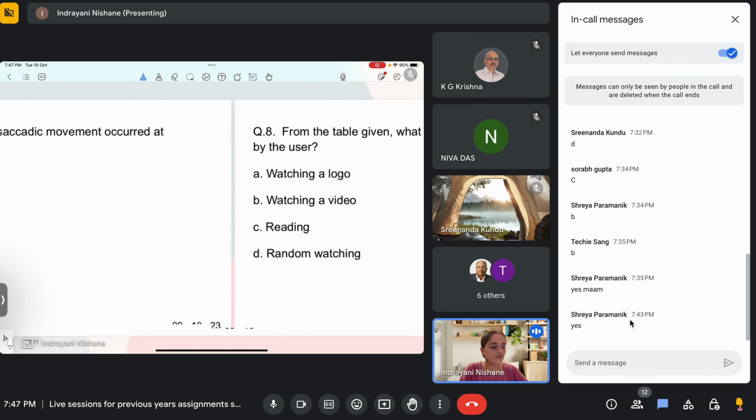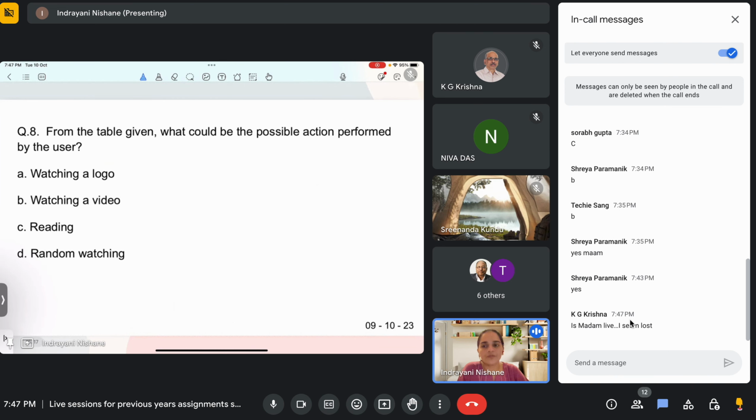Okay, moving on to the next question. From the given table, what could be the possible action performed by the user? We already deduced this. What was the action?